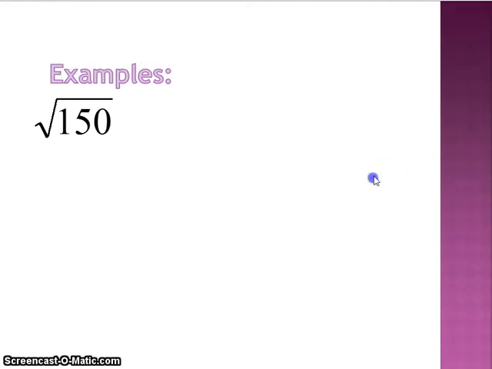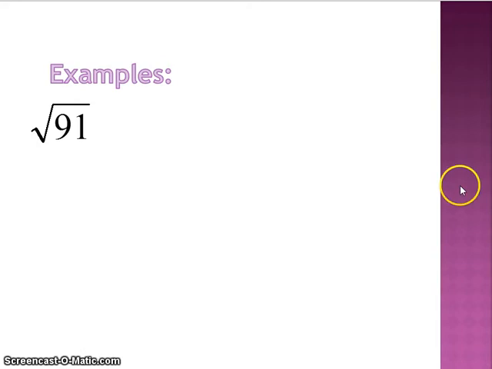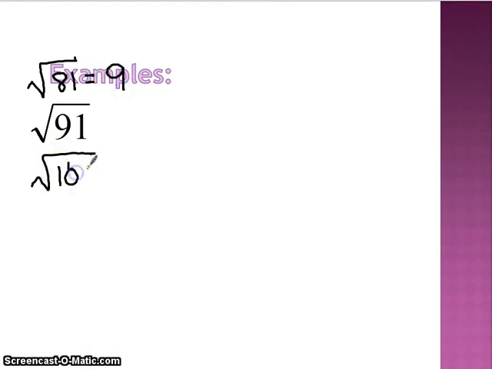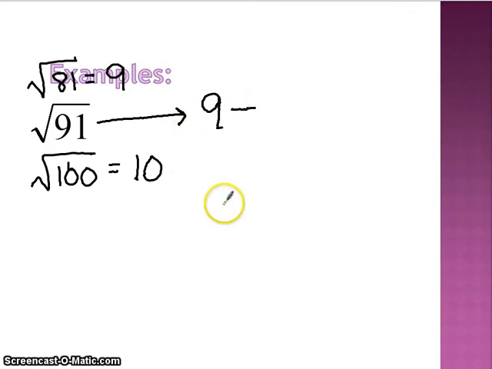Let's do one more example together. The square root of 91. If you look at your perfect square root clock, you would see that the square root of 91 is between the square root of 81, which is 9, and the square root of 100, which is 10. That means that the square root of 91 is between 9 and 10. It's 9 point something, or 9 and a fraction.